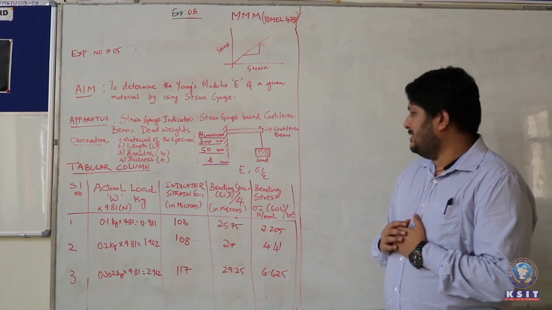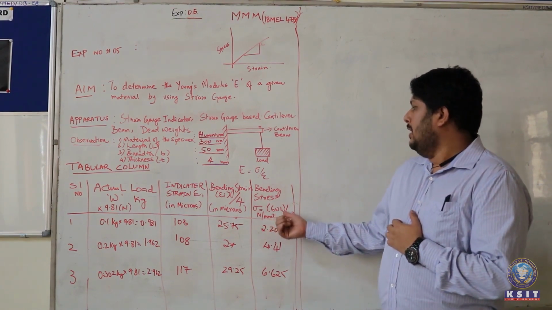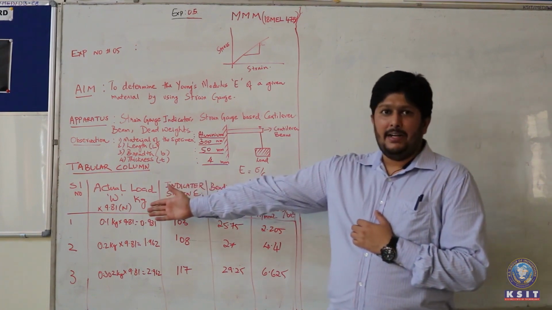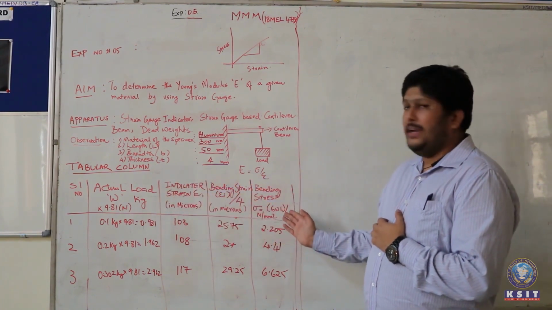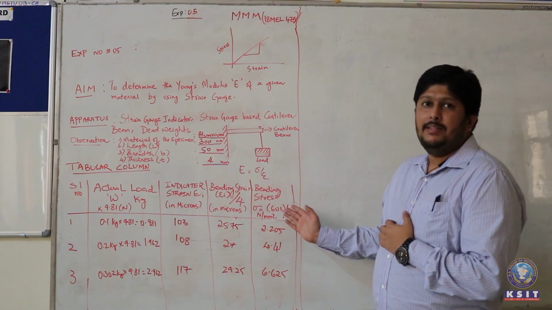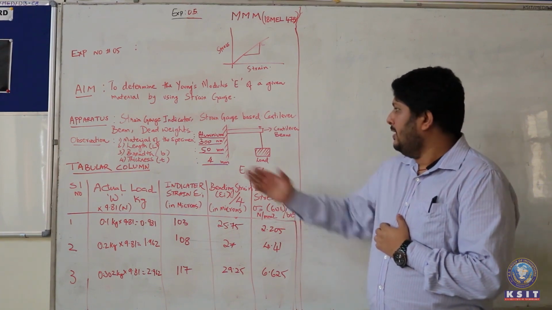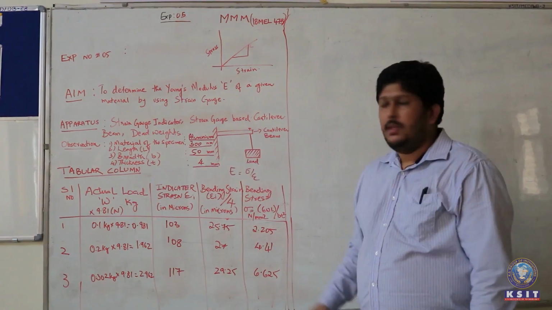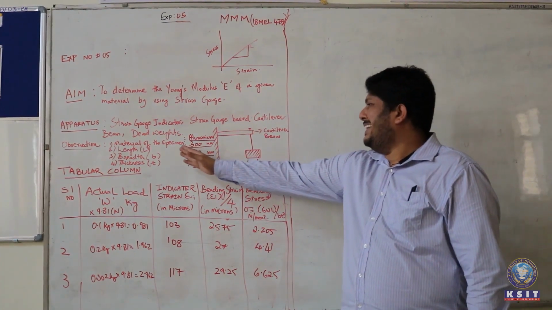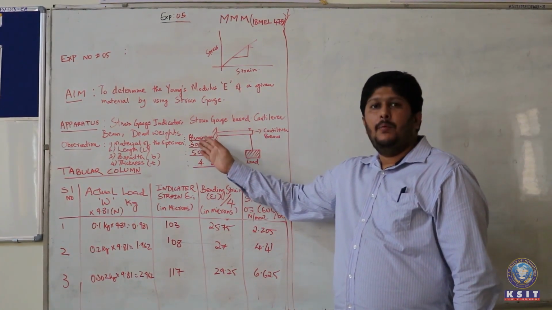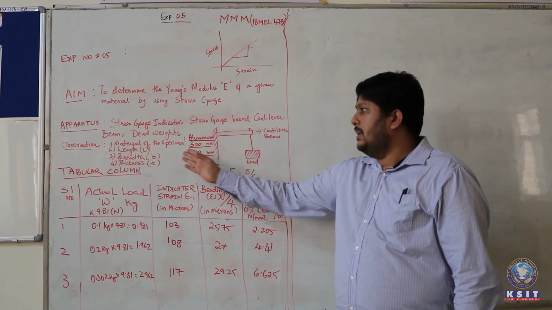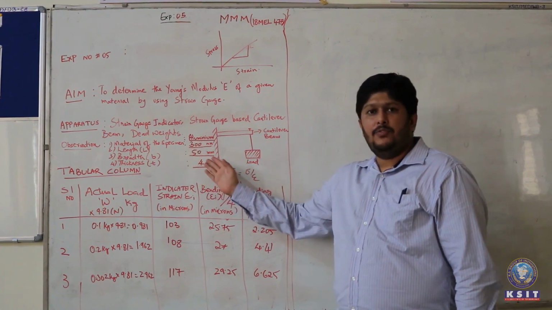So the formula for bending stress is sigma equals 6 into the weight that is added in increments of 100 into length of the specimen divided by the breadth and thickness squared. So it's a pretty straightforward formula. We have all the readings. We have the material of the specimen, that is aluminium. We have length 300 mm, breadth 50 mm and thickness 4 mm.